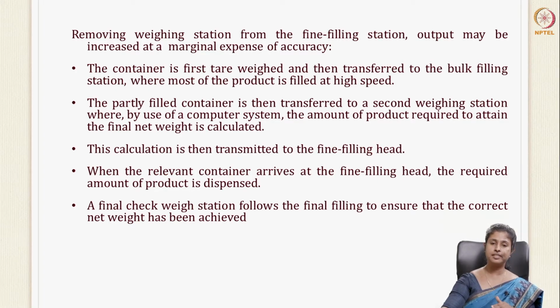Using a computer system, they will record the weight and the amount of product that is needed to attain the final weight. And this required remaining weight is transferred to the fine filling head. Now the package goes into the fine filling head and the required amount is added. And again the final weight is taken to ensure that the correct thing has been done. There is an advantage of doing this: statistically you will have fewer errors and no overfilling is done.